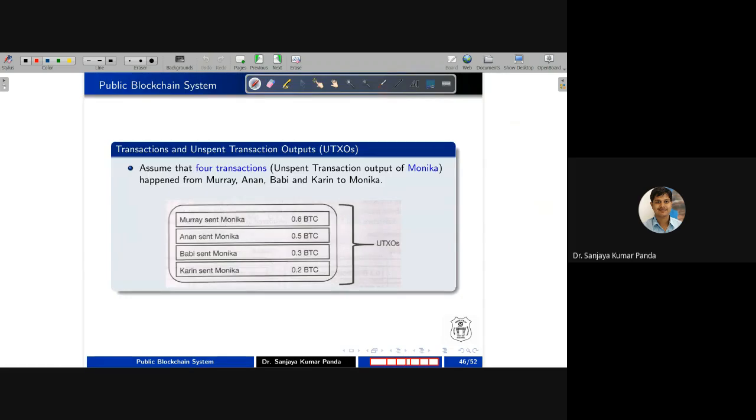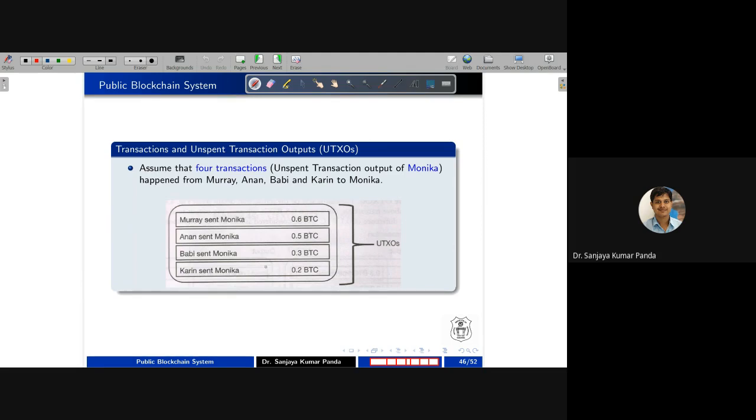Now let us see whatever we have discussed with an example. Suppose there are four transactions here. One person, called Mure, wants to transfer 0.6 BTC to Monica. Another wants to transfer 0.5 BTC to Monica. Bobby wants to transfer 0.3 BTC to Monica. Karin sent Monica 0.2 BTC, right?